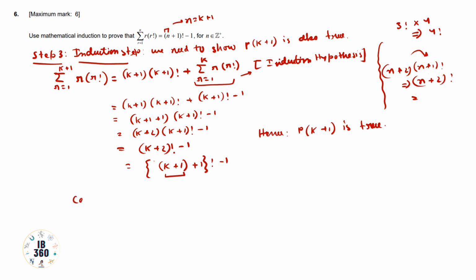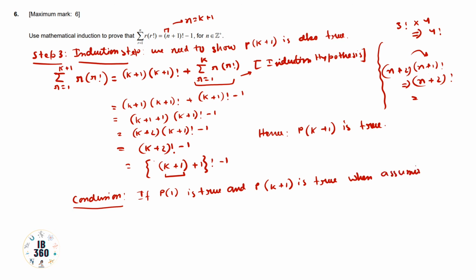So now the conclusion. The conclusion is very important. You need to write it. If P of 1 is true, and P of k plus 1 is true when assuming P of k is true, because we have assumed P of k is true, and after that we have proved P of k plus 1 is true. So this is the line.